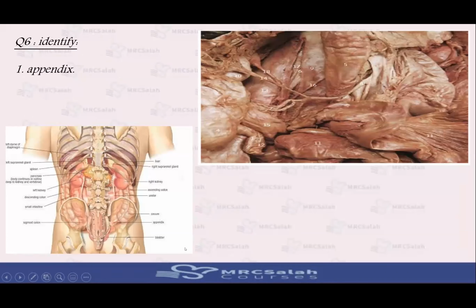Can you identify on this picture the appendix? It's number 1. It's actually number 2. Number 1 is pointing to the mesoappendix or the appendicular artery. So number 2 is the appendix itself. Next, can you identify the cecum? Cecum 4. Okay. The terminal ileum? 3. Is it 3? No, it's not. I'm not sure.